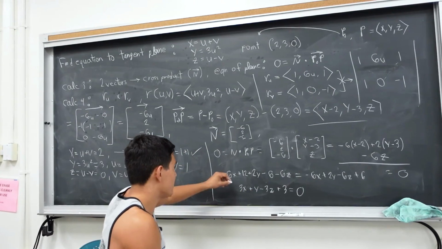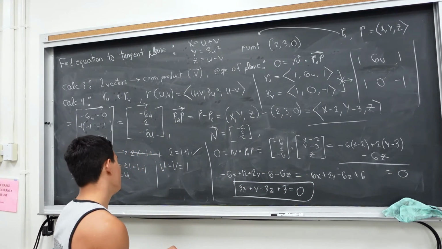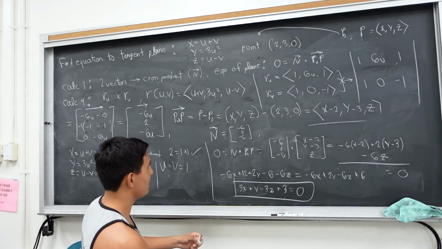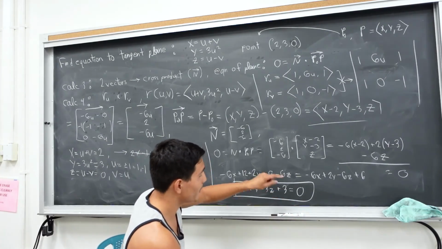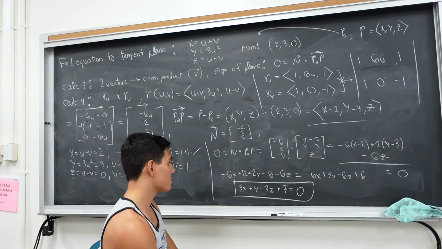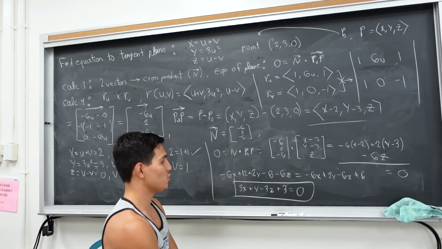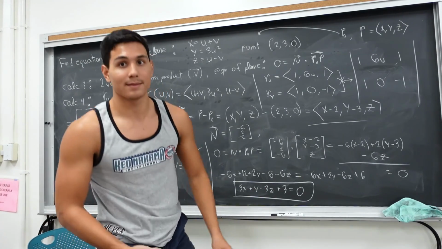So this is your equation of plane. This is your answer. This is all it is right here. But you may notice it may look a little bit different from the textbook. And that's only because the textbook, for some reason, wants to divide everything by negative 1 and then put the 3 on the other side. So this is your answer. This is 100% correct. And this is the equation of the tangent plane. So a lot of work just for one little simple equation at the end.